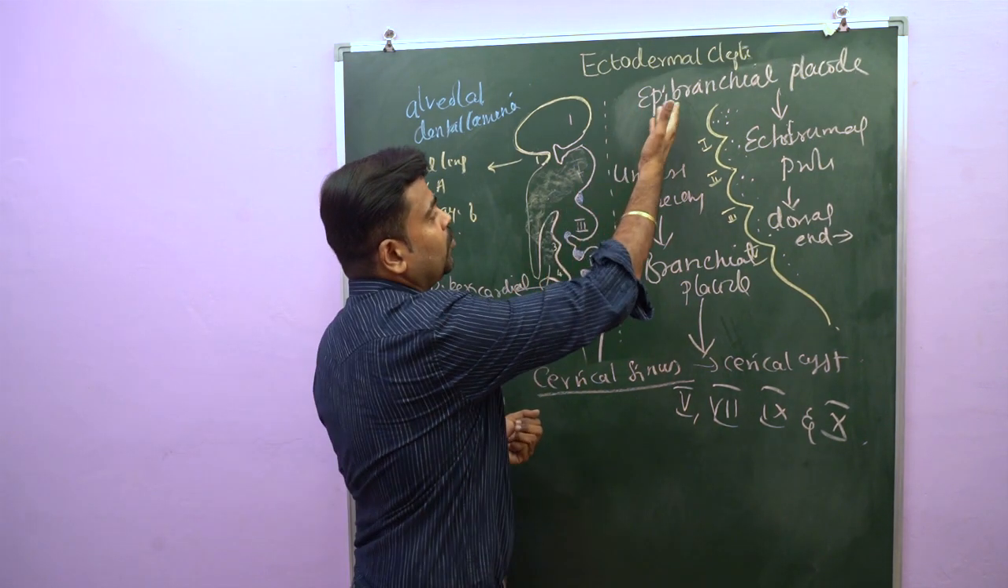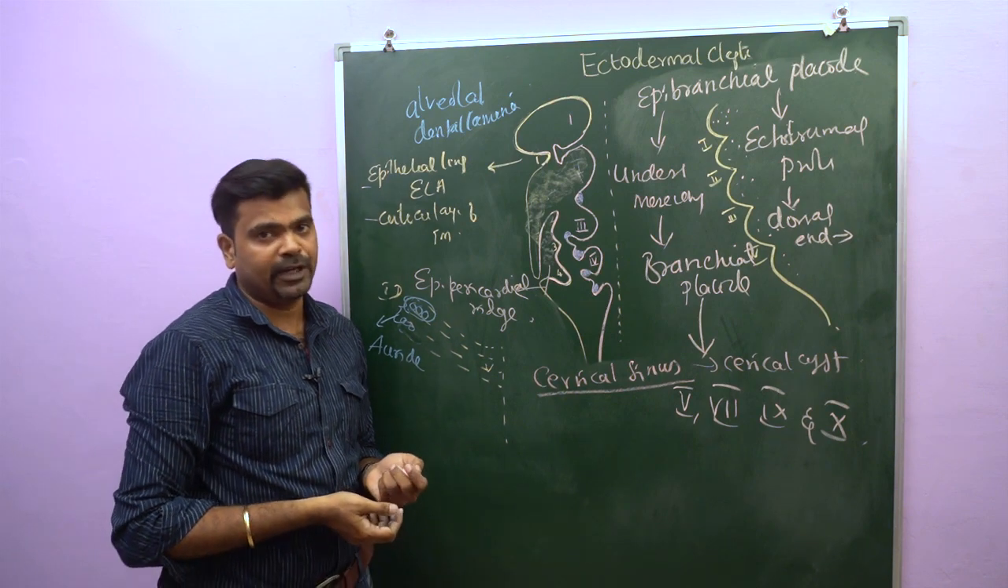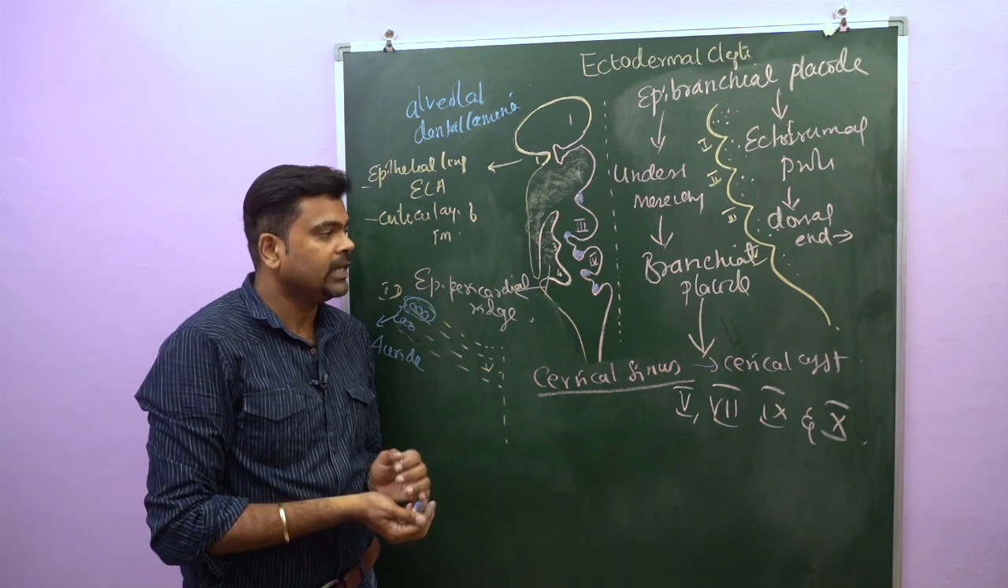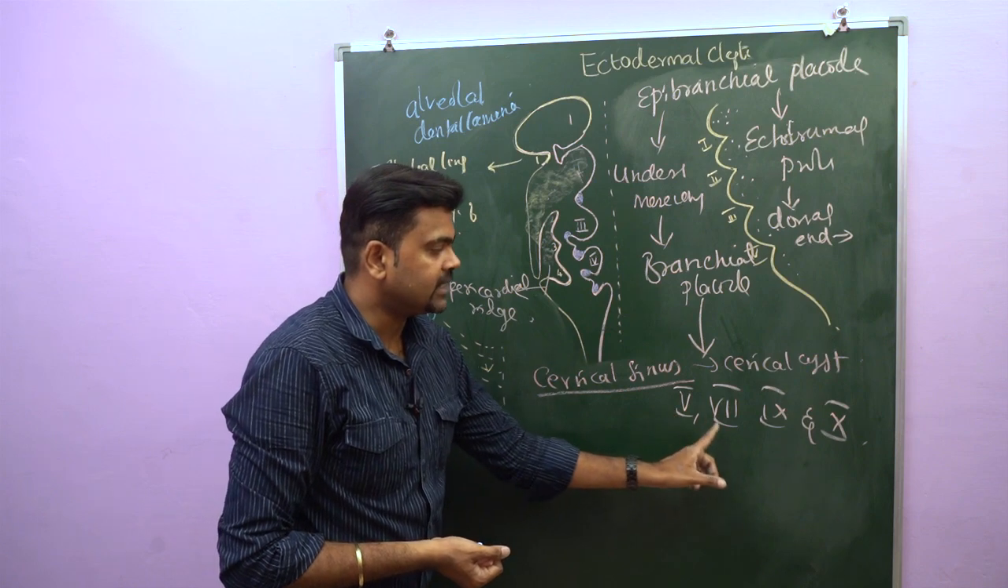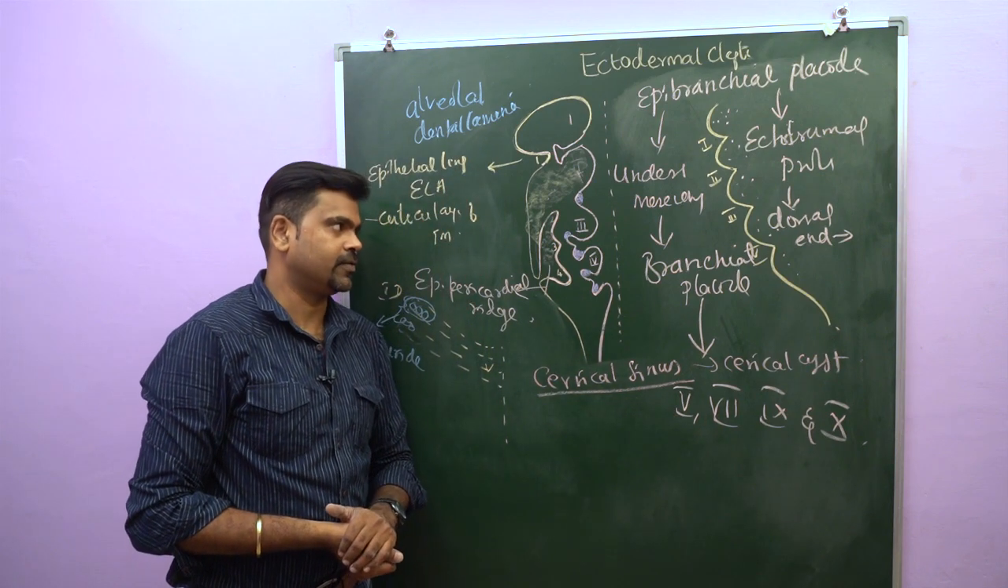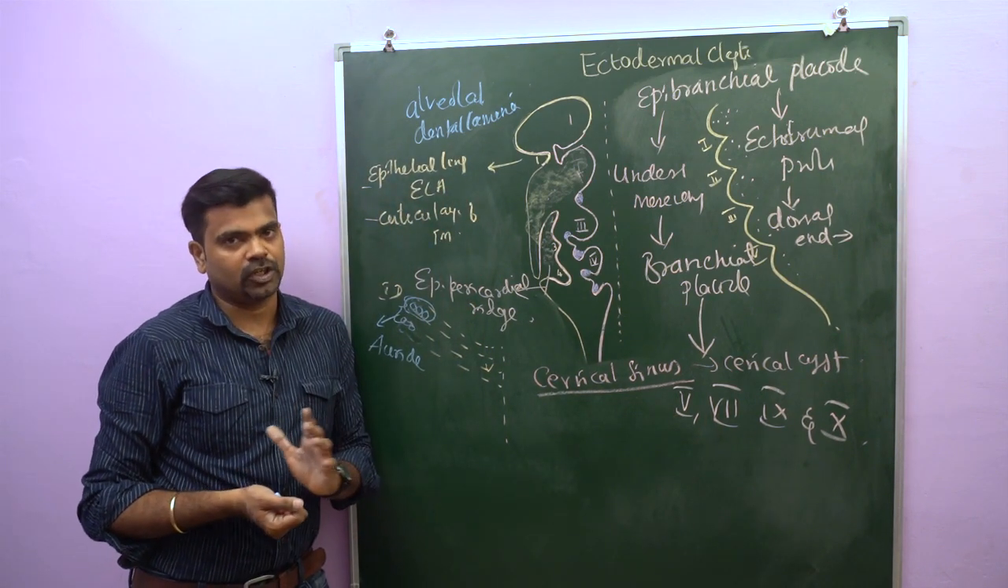After that, there is one more point you want to remember, that is the epibranchial placodes. What is the fate of the epibranchial placodes? They give rise to the ganglia of the 5th, 7th, 9th and 10th cranial nerves. So this is all for the derivatives of the ectodermal cleft.